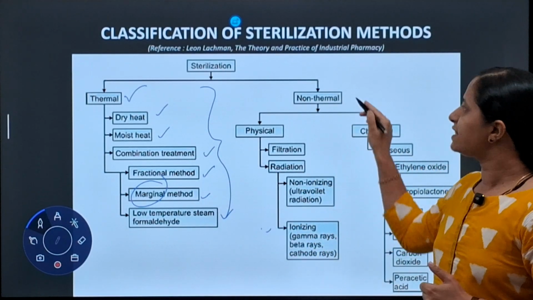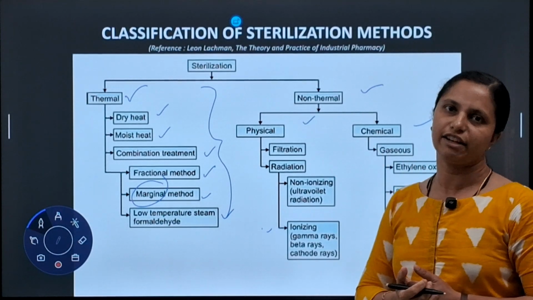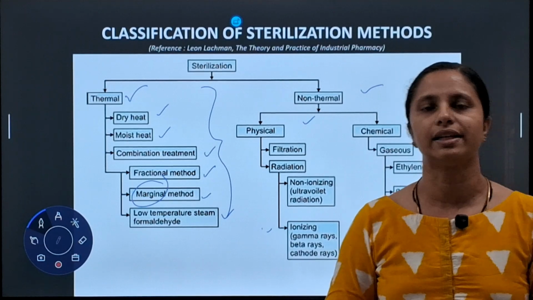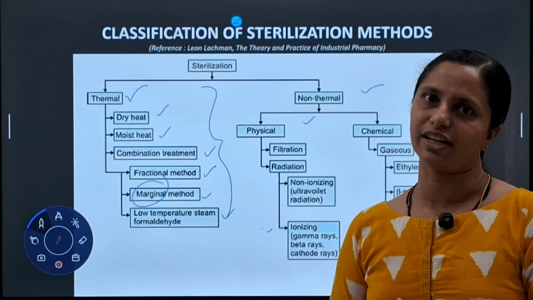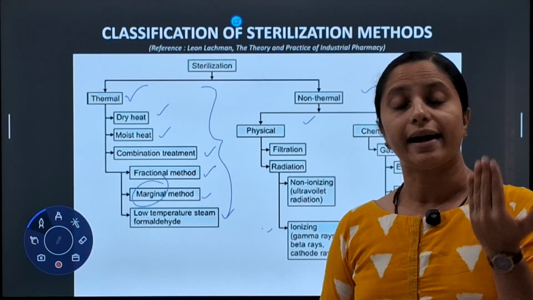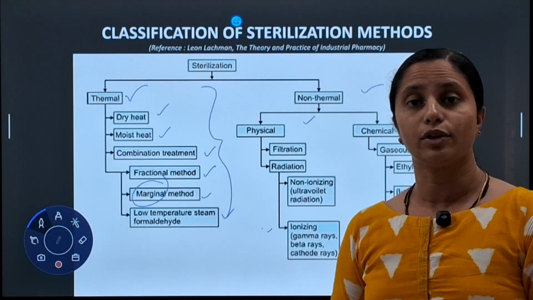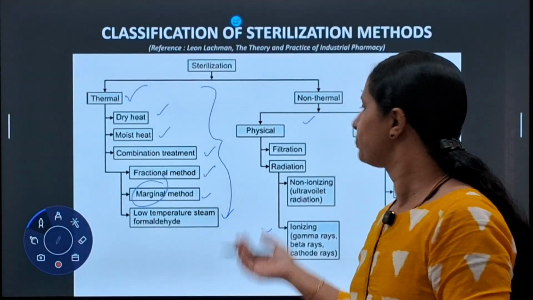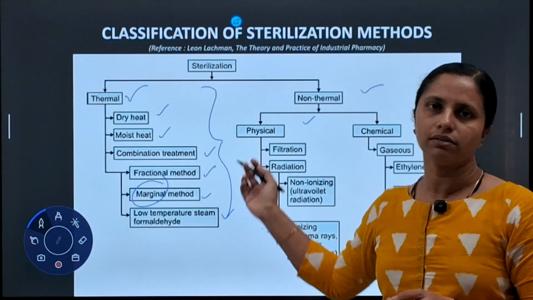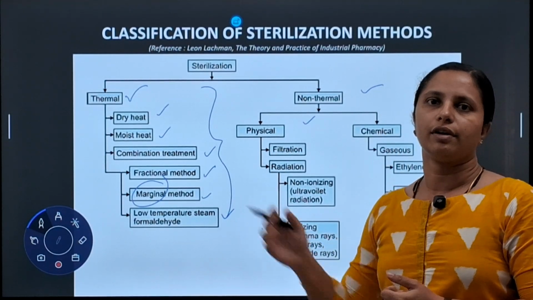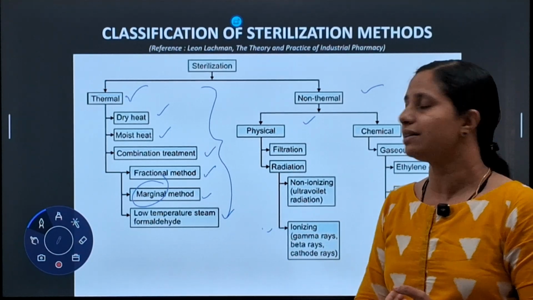Okay. Next is non-thermal methods. It can be classified into physical and chemical methods. In physical method, there is filtration sterilization and there is radiation sterilization. Radiation sterilization in turn is divided into sterilization using ionizing radiation, for example, gamma radiation, and sterilization using non-ionizing radiation, that is ultraviolet radiation. Okay. And filtration, we are using microporous filters to achieve sterilization, to separate microorganisms from the sample.